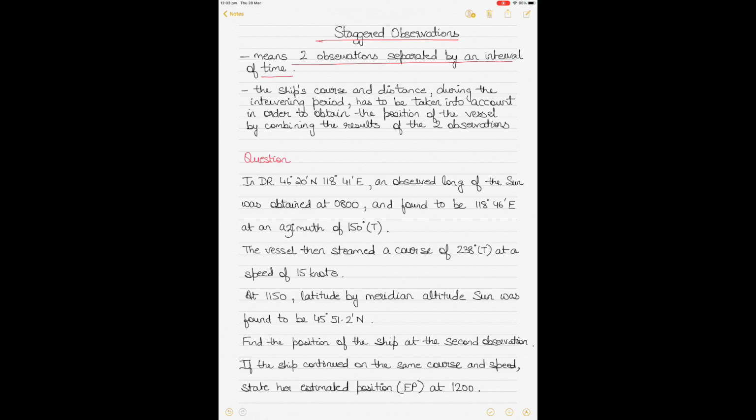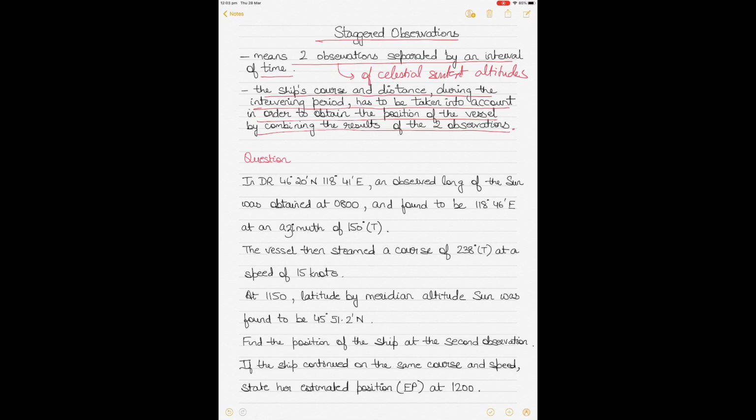You could also obtain two star sights or three star sights and get three position lines, the intersection of which will give you the position of the vessel. So basically by observations we mean observations of celestial sextant altitudes. Alright, that's what I mean, if it sounds a bit weird. That means that by the time you are getting these two observations, the ship's course and distance during this period also has to be taken into account in order to obtain the position of the vessel by combining the results of those two observations.